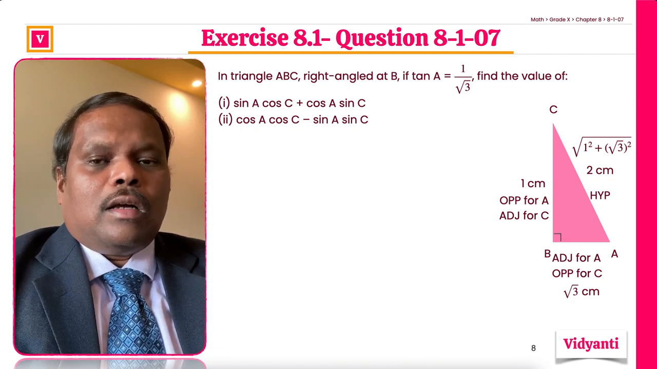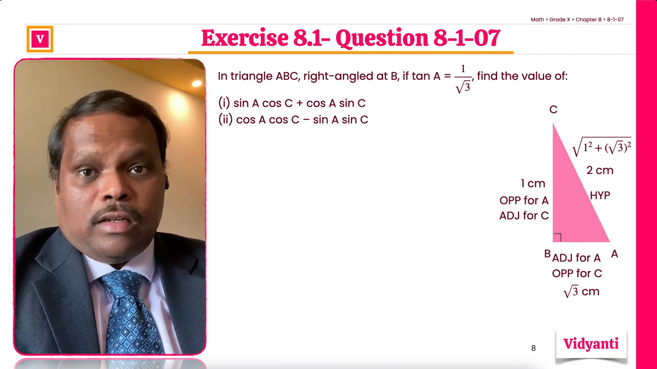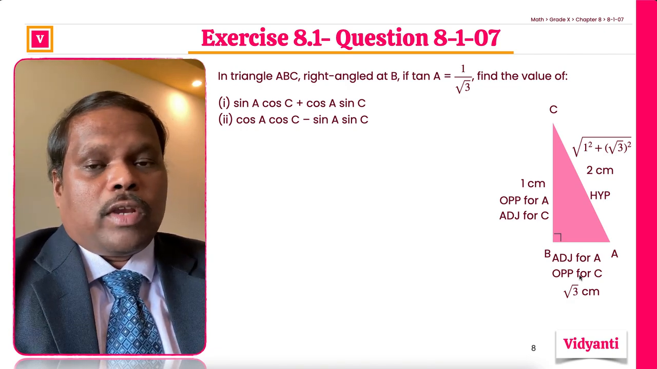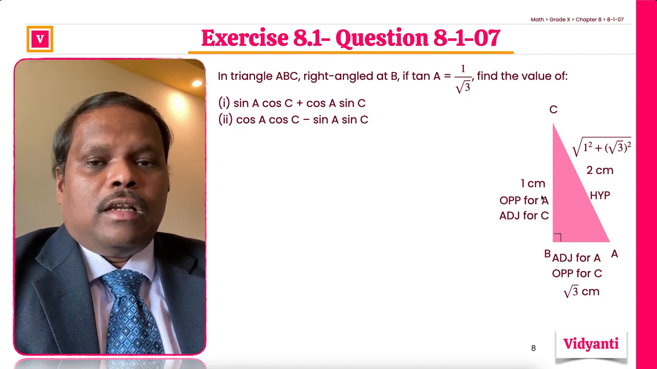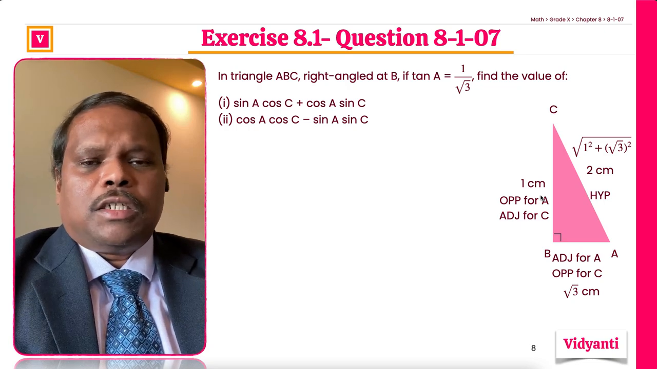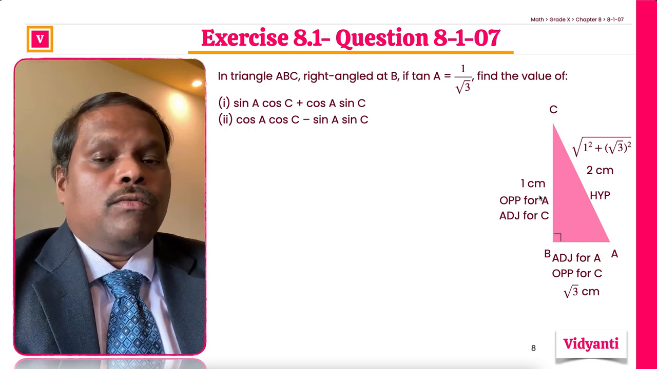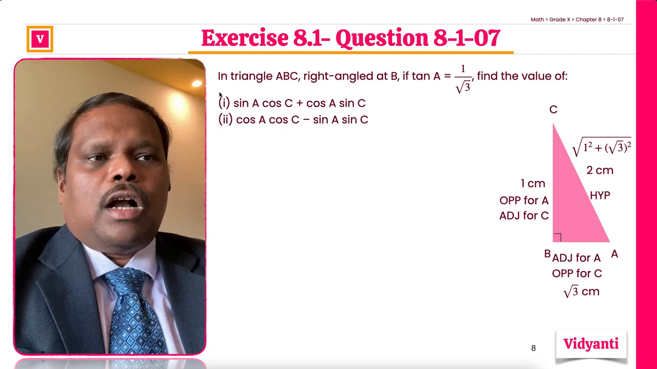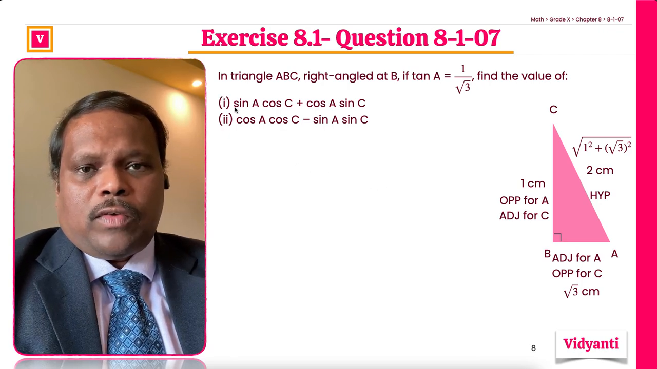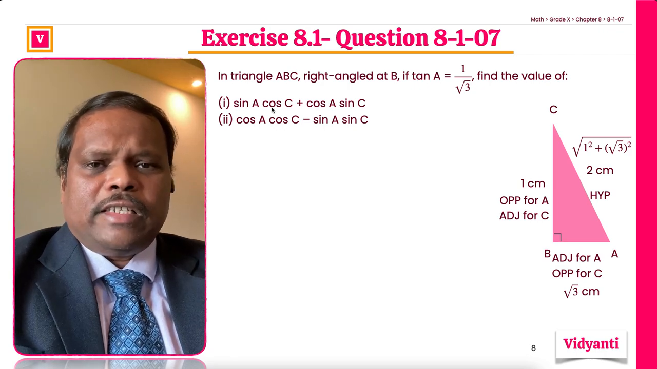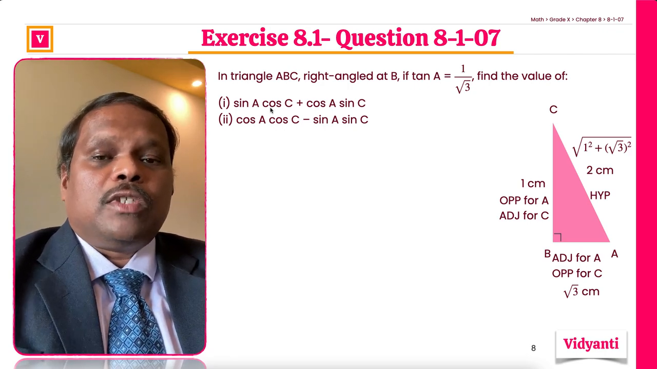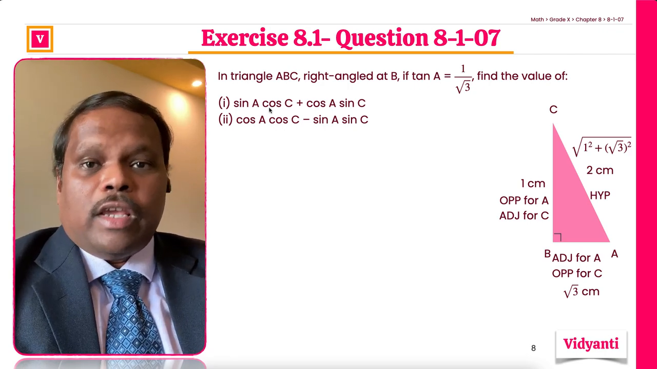So once opposite and adjacent are well defined and hypotenuse is calculated, we know all three sides of that right angle triangle. That will enable us to calculate sine, cosine and tangent ratio of any angle within that triangle. So I need sine and cosine of angle A, and sine and cosine of angle C. Let's keep them ready so that we can substitute them in the given expression.